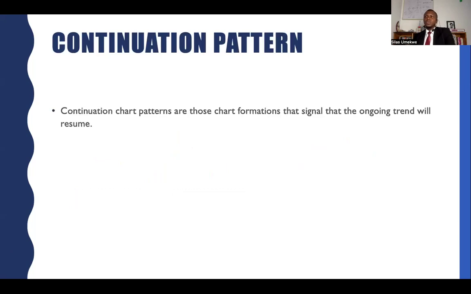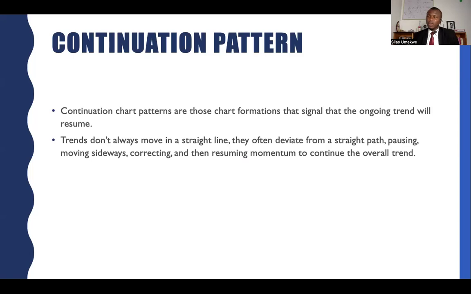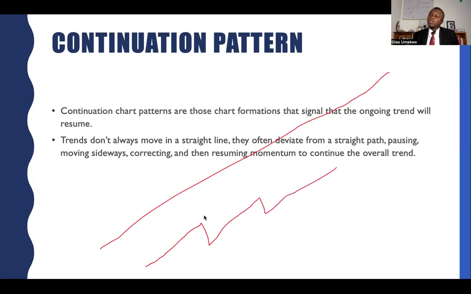Continuation patterns are those patterns that signal that the ongoing trend has not ended, that it will resume. What is happening is just a break, or we call it consolidation. Trends don't always move in a straight line, like I showed you that time. You will not have the market going up like this. What you're going to have is something like this, come here, something like that. So you must understand that when this down move comes, it doesn't mean it's changing trend. This is a continuation.